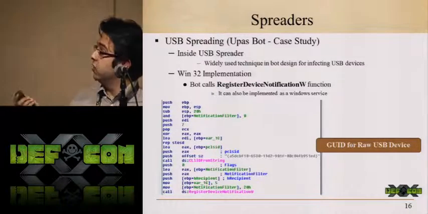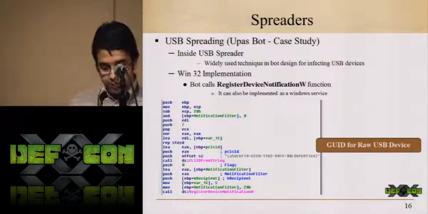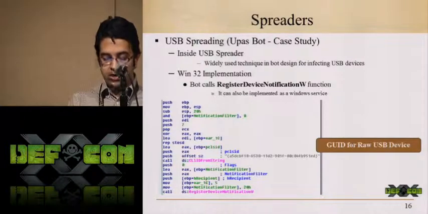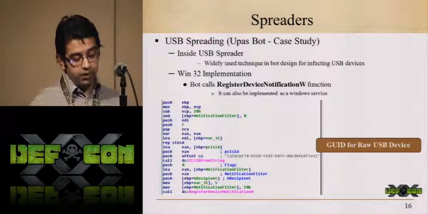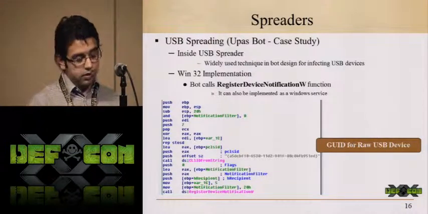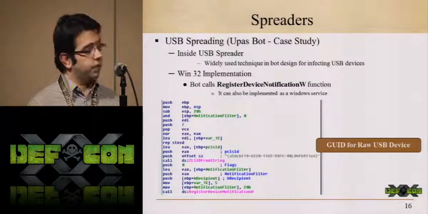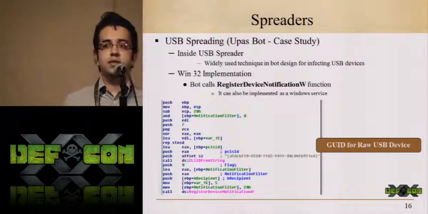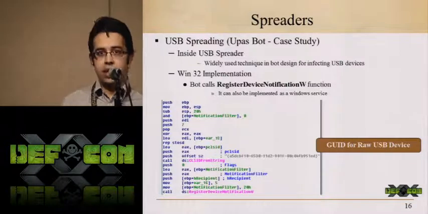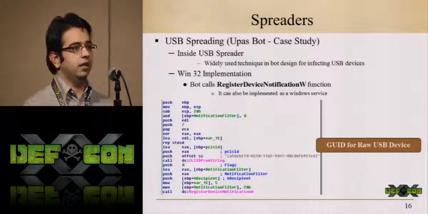If you look at the screenshot of the disassembly I have put up, it gives you an idea. The bot is taking a CLSID parameter, which points to the USB device. If you go down, there's the register device notification function, which will notify that some device has been inserted into the system. It tries to send window messages to the system so that it gives us this active scenario.